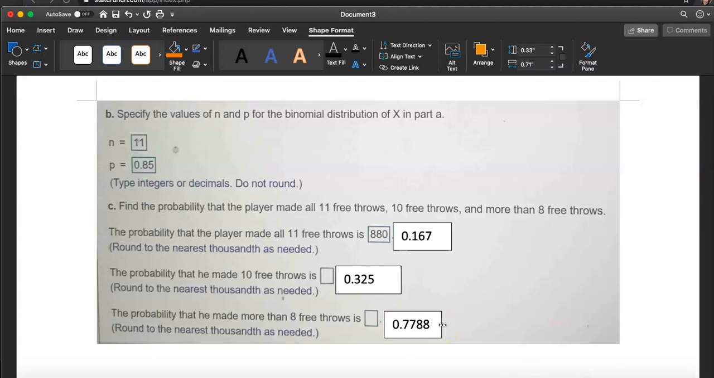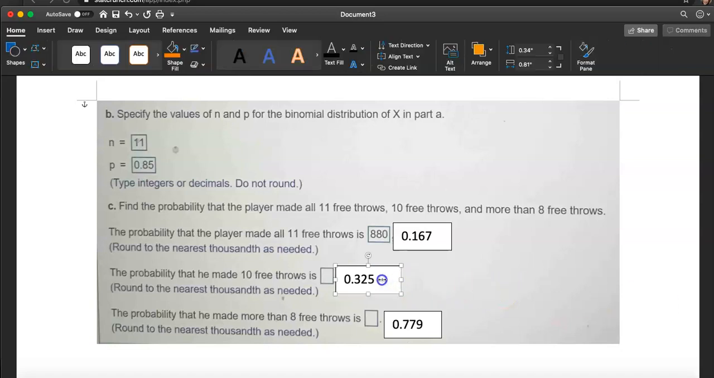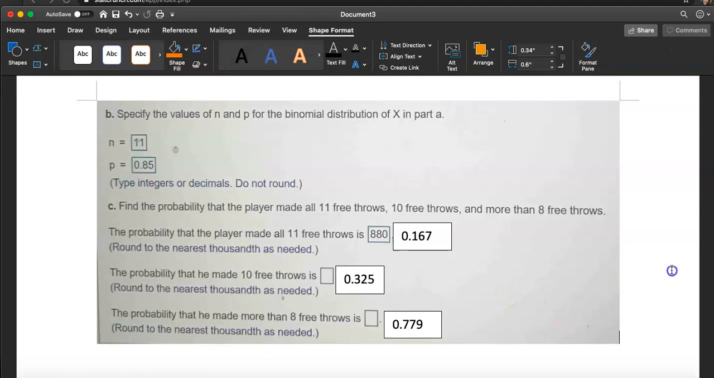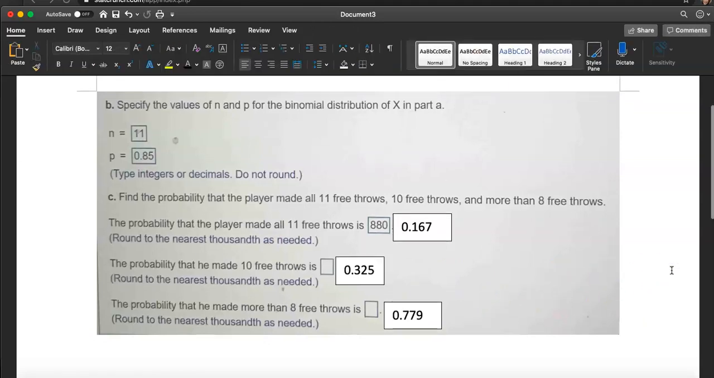So the answer will be 0.77. Now, remember, we're trying to round to the nearest thousandth. So the fourth number is 8. This is greater than 5, so round that up to 9. So that will be it. I'm going to ask Kwame to enter this in his practice test. And you know, the bad thing is that we won't know until we submit all these. But you'll be able to see what you did and what you missed after you submit it.